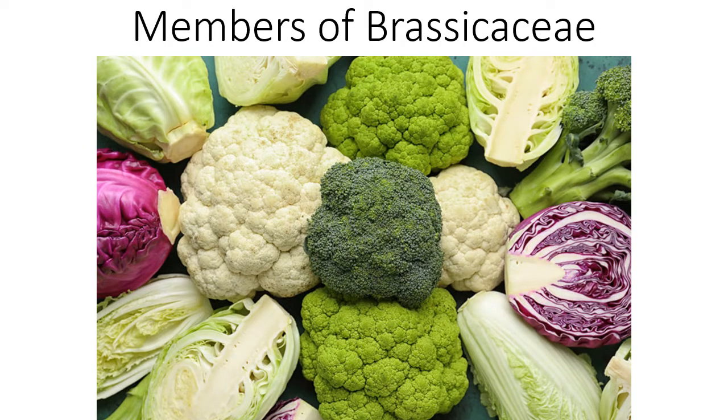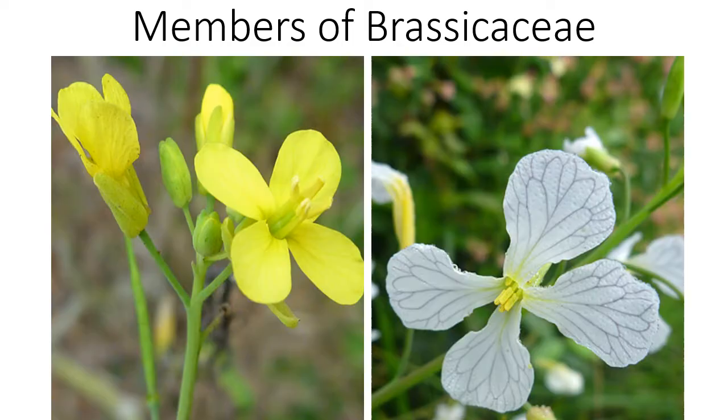Few of the members belonging to family Brassicaceae include cabbage, broccoli, and plants like cauliflower. These are a few of the common members of this family. This is mustard and this is radish.